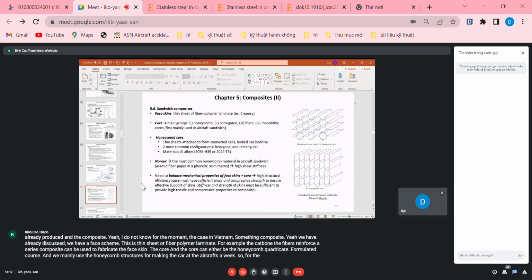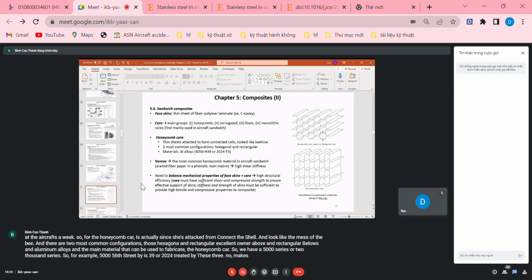So the honeycomb core is actually thin sheets attached to form a connected shell that looks like the nest of a bee. There are two most common configurations, hexagonal and rectangular: hexagonal above and rectangular below. And aluminum alloys are the main material used to fabricate the honeycomb core. So we have the 5000 series or 2000 series, for example 5056 treated by S39 or 2024 treated by D3.